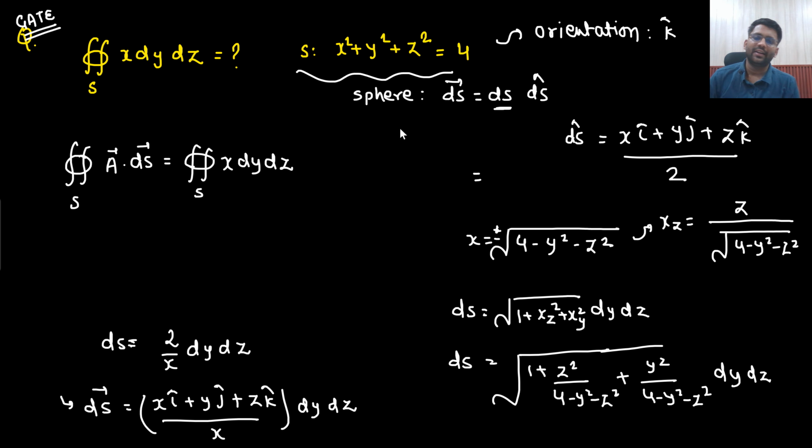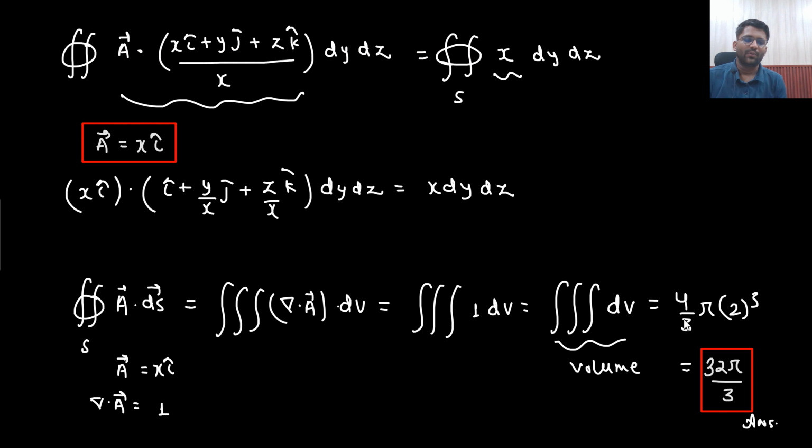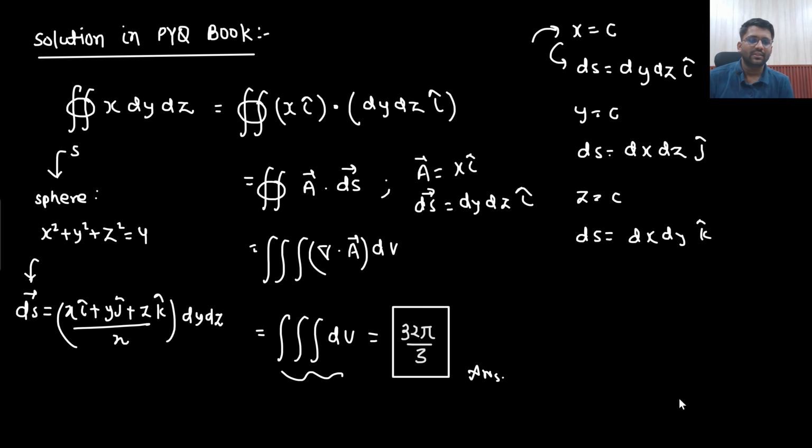That a sphere is given. I need to write down the dS vector. How will I write it down? That is up to you. You write down the dS vector. It comes out to be somewhat like this. Then you get the value of vector A. Then you get to know that it is coming out to be simply equal to the volume. This is how the PYQ book solution doesn't make any sense.